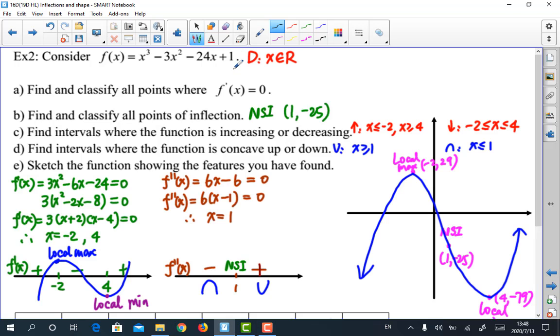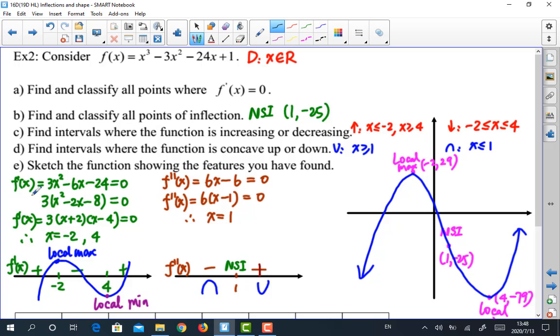First, let's determine the domain of this function. The domain of any polynomial function must be all real numbers, as long as there's no artificial restrictions on the domain. If you want to find and classify all points of inflection, definitely we need to find the first derivative.